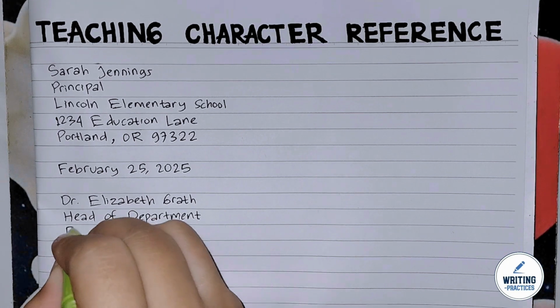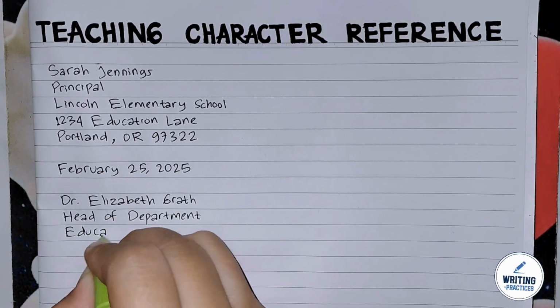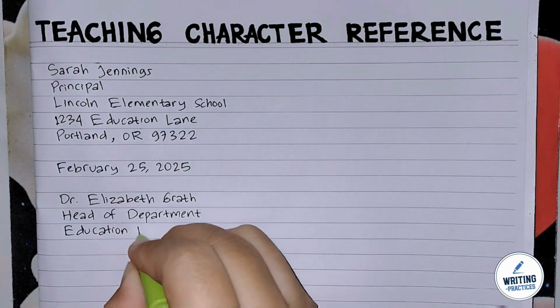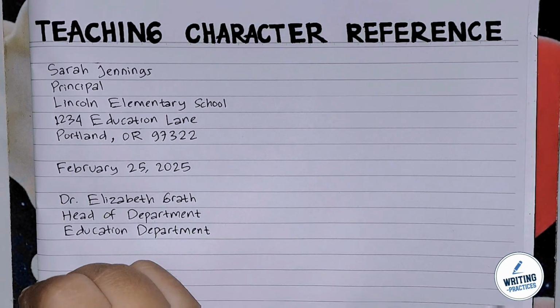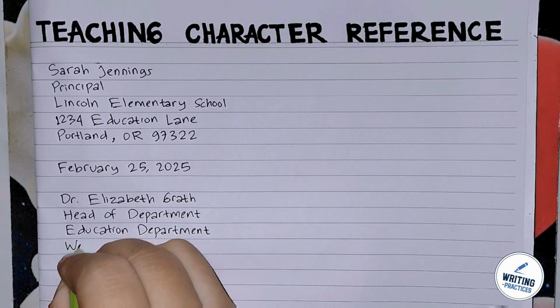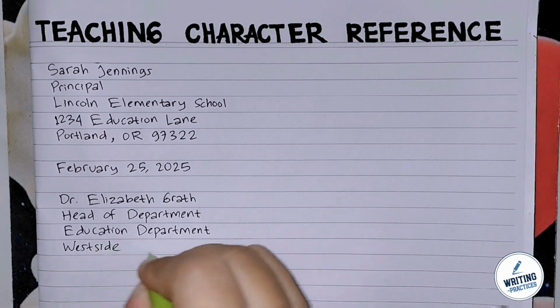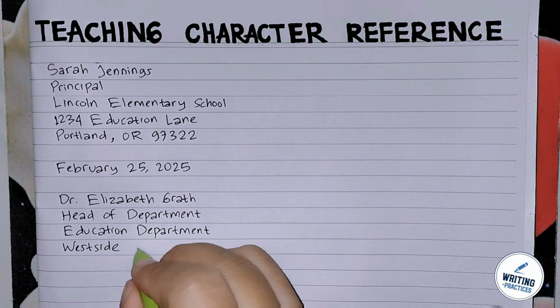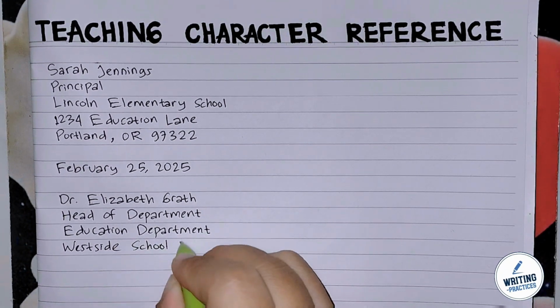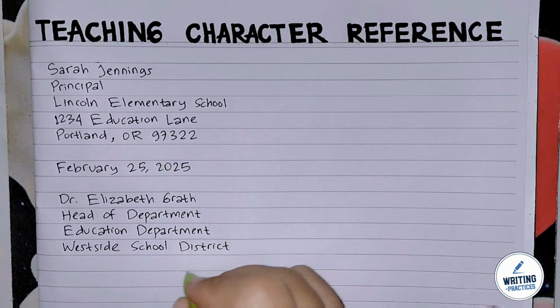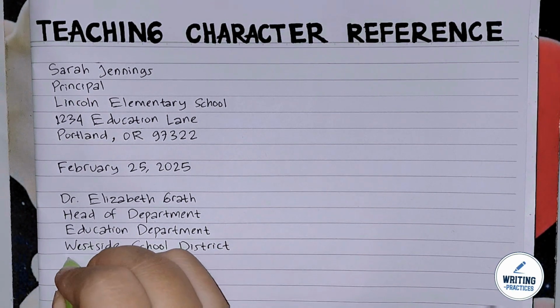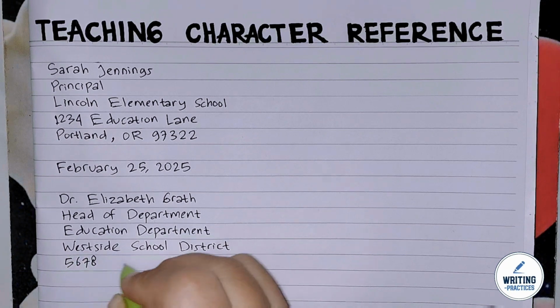And then, write the recipient's information. You should clearly address the recipient and provide their details. Here, you can begin with the recipient's name and the title, for example as Dr. Elizabeth Grant, Head of Department. Under it, provide the name of the department, and the school district or institution where they work. Don't forget to also include the full address of the recipient's organization.